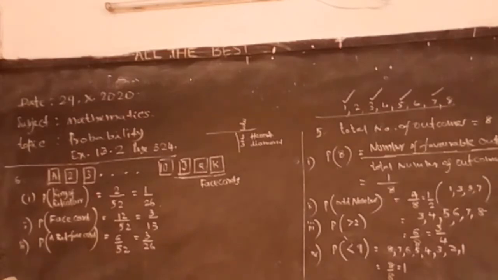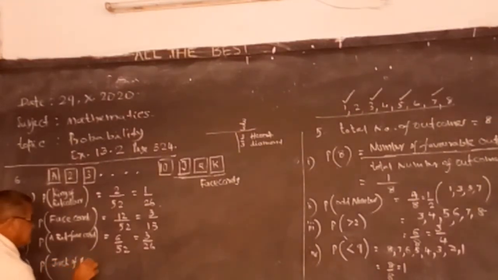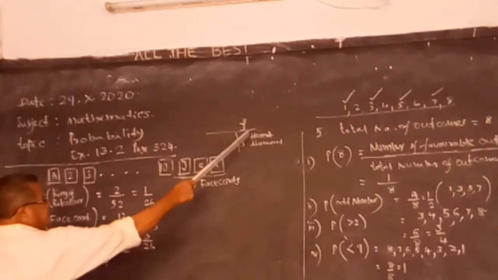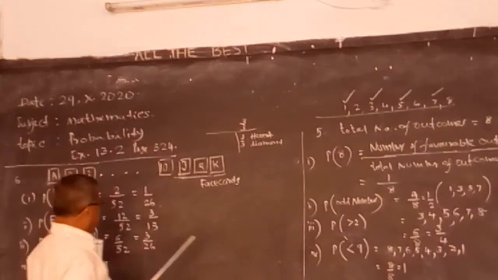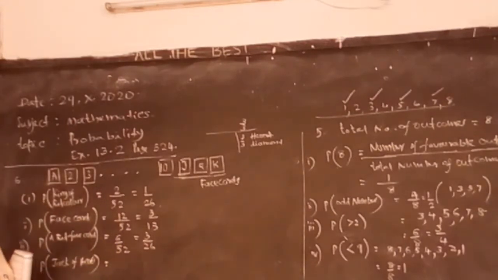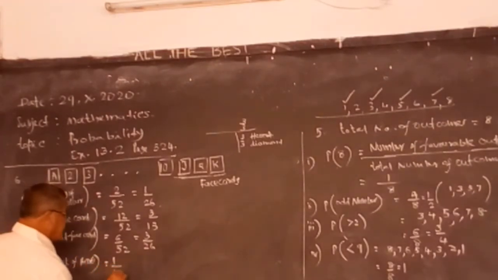Next, fourth, jack of hearts. Probability of jack of hearts. Jack of hearts are only one. One jack is there in heart. One jack from heart. So he is asking heart only. So only one out of 52.